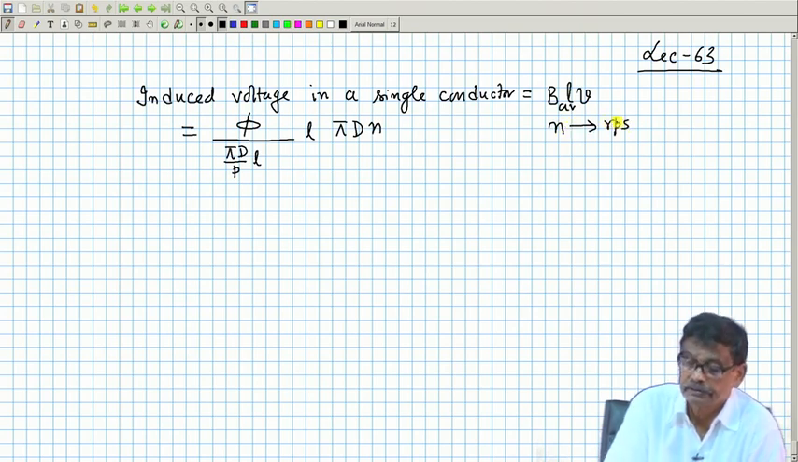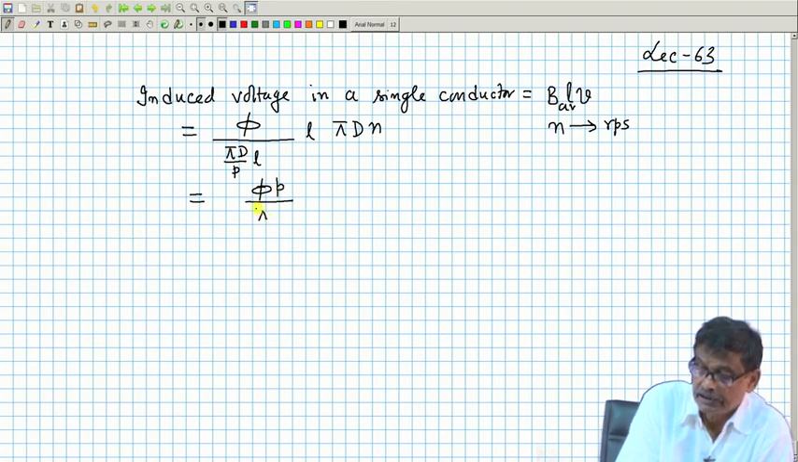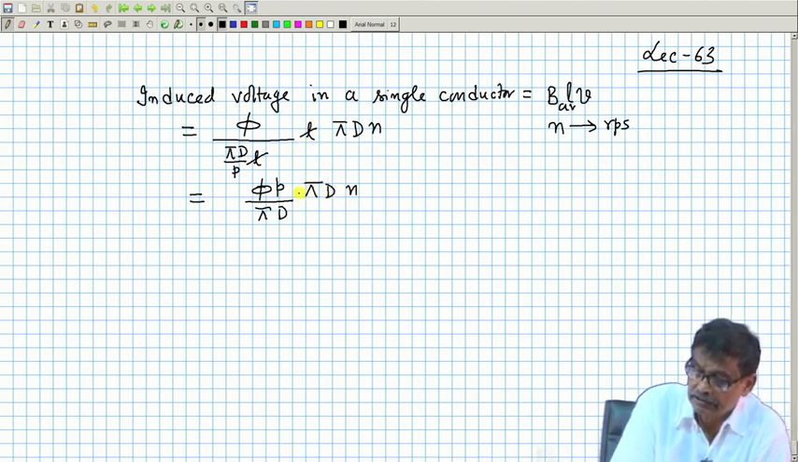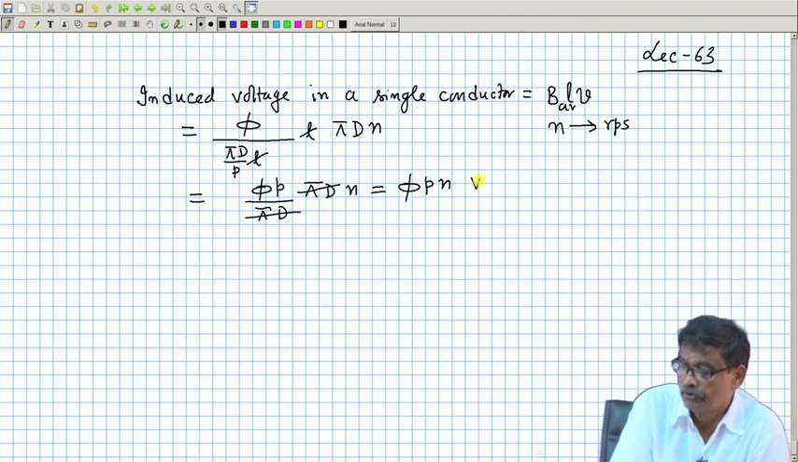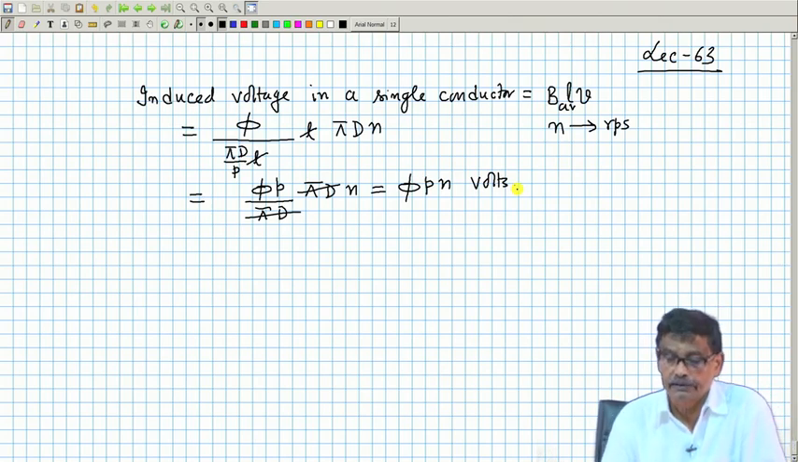armature rotations. This is the thing, and so this will be equal to phi p by pi d, L cancels out, into pi d n. Oh, this also cancels out. So, it is equal to phi p n, so much volts. That will be the expression for voltage in a single conductor.